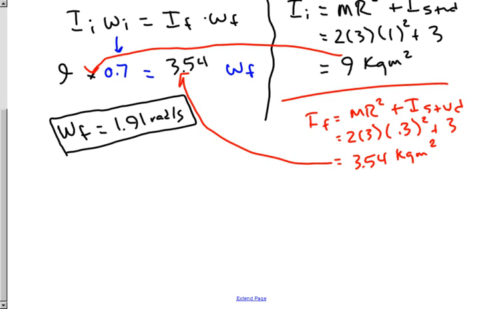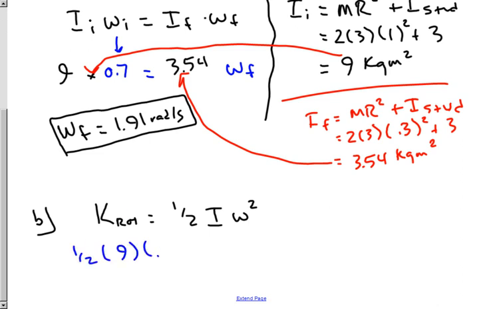In part B, we're looking for the kinetic energy before and after. So the rotational kinetic energy is 1/2 I omega squared. So for the before part, we have 1/2, our initial I is 9, and our omega is 0.75 squared. So our initial rotational kinetic energy is equal to 2.53 joules.